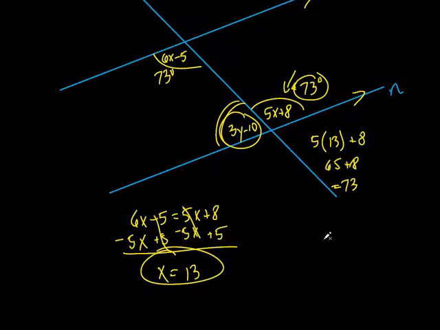Couldn't you do 180 minus 73? Yeah, you could do that and figure out this angle. It's the same exact thing. It doesn't make any difference. You're still doing the same amount of steps. But I just want to show you that you add them up and set them equal to 180. So 3y minus 10 plus 73 equals 180.